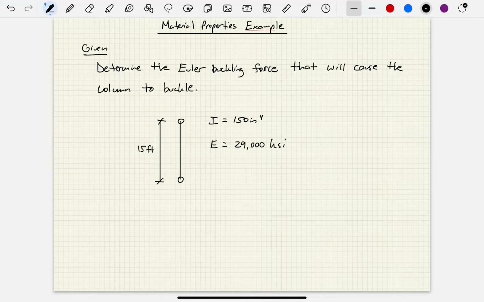Hey everybody, Dr. A here, and in this video we're going to be exploring another applications of material properties example. So let's dive into it.